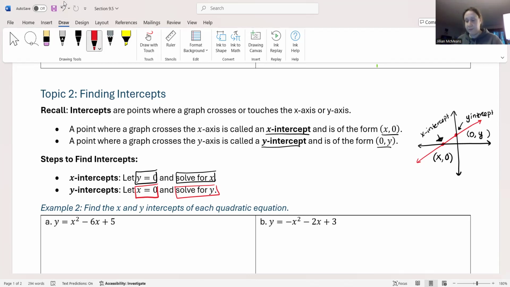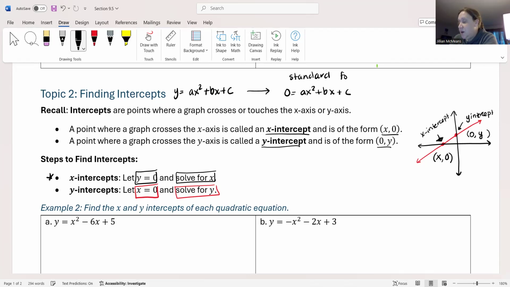Now, let's talk about something. Earlier in this video, or in this worksheet, we talked about the basic equation for a quadratic, and it is y equals ax squared plus bx plus c. If I wanted to find the x-intercepts, I would let y equal 0, and I would get ax squared plus bx plus c. This format, you've seen before. This is standard form.